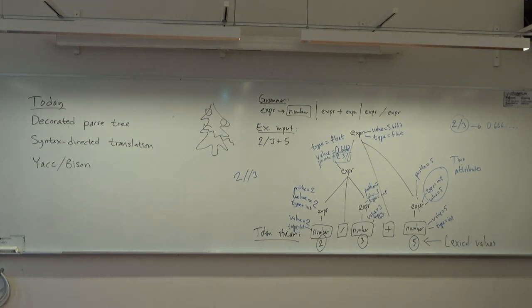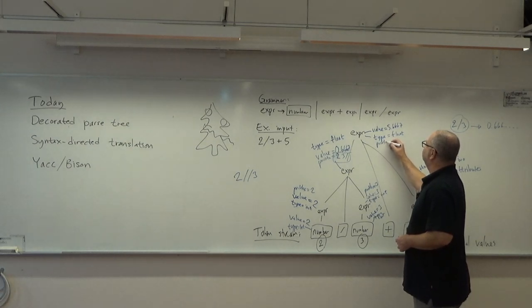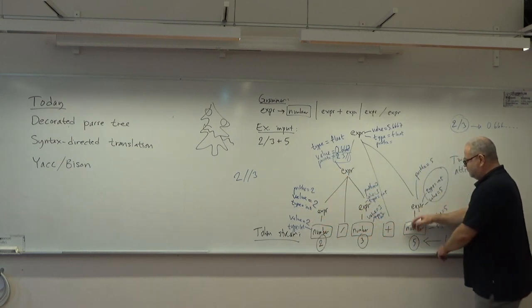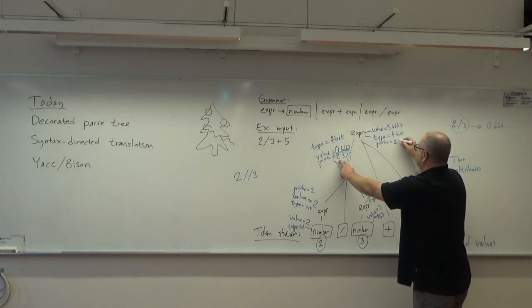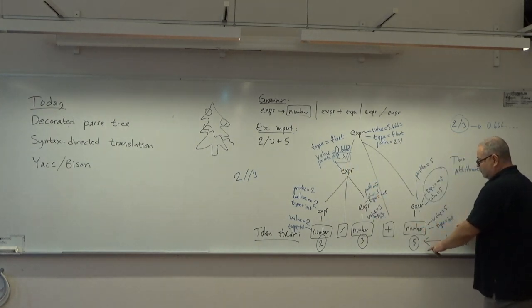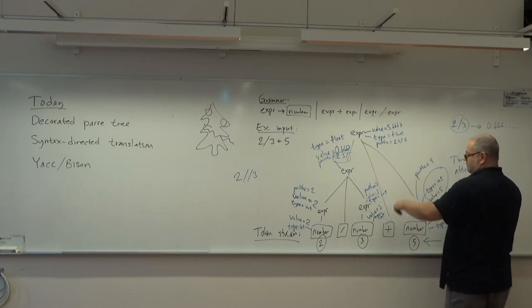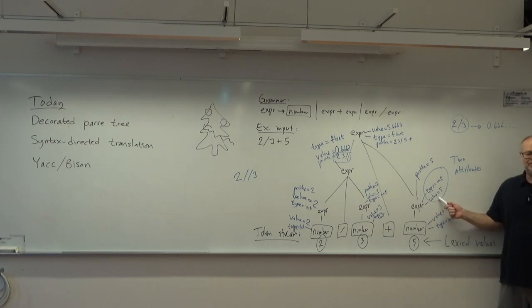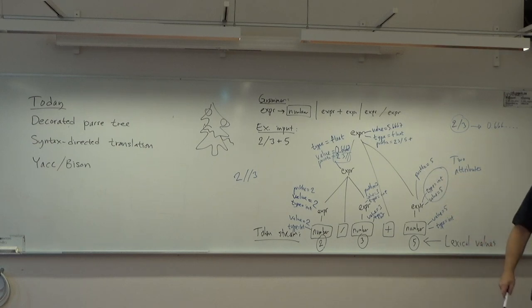And up here, you get postfix for this subtree, then that subtree, and then the operator. So you have this postfix code, 2 3 division, followed by postfix code for this subtree, which is 5, followed by the operator, plus. So you can have all sorts of things as values of the attributes. You have the attribute value, which says what value it has. You have the attribute type. And now we have 3 attributes with the postfix code. Okay?